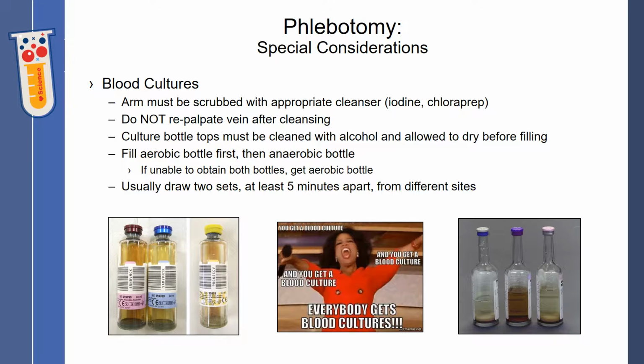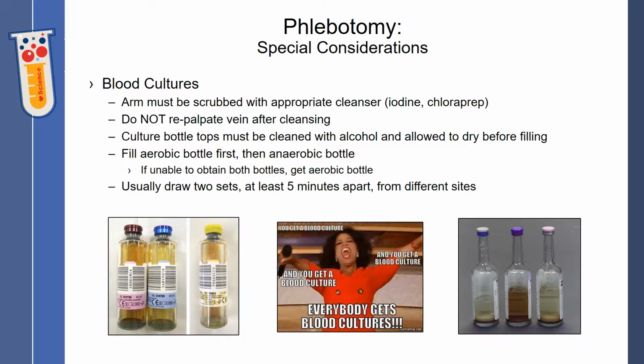And then there are also pediatric bottles. For pediatric patients, they only get one bottle drawn, and it requires a lesser amount of blood because nobody wants to drain the baby of all its blood, right? So in general, for blood cultures, they will order 2 sets to be drawn. They want them drawn at least 5 minutes apart from 2 different sites. And this is a way, again, to help ensure that any growth in those bottles is indicative of an actual infection and not contamination.